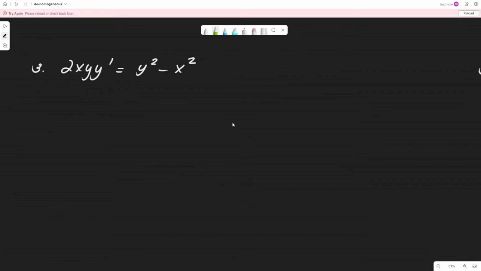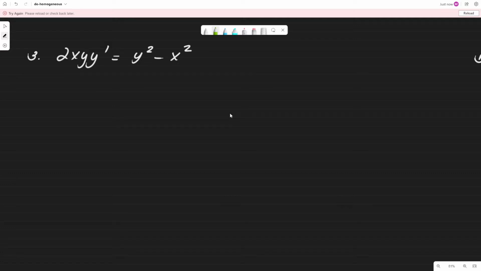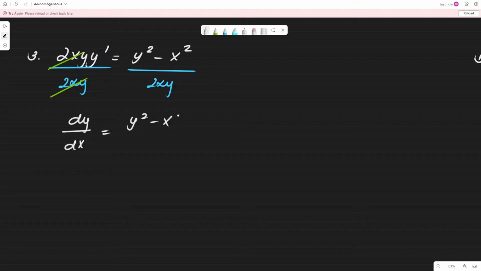Ayan. Next, we have here our third example, 2xyy prime is equal to y squared over x squared. So, hindi ko na gagawin yung test of homogeneity, you do it on your own. Basta this is a homogeneous differential equation. Okay, so we will have dy over dx, diba? So, that's the equivalent of y prime. By the way, divide na ako both sides by 2xy. So, makakancel to obviously. So, we will have dy over dx, yun yung y prime natin, is equal to y squared minus x squared over 2xy.